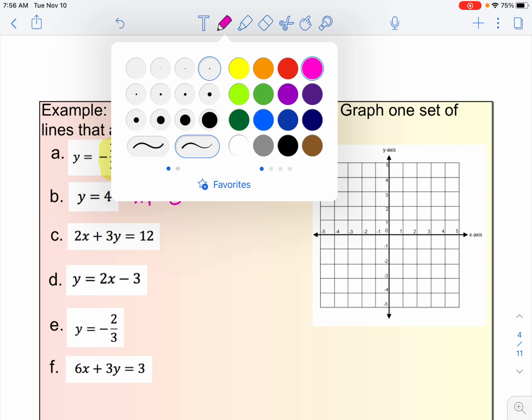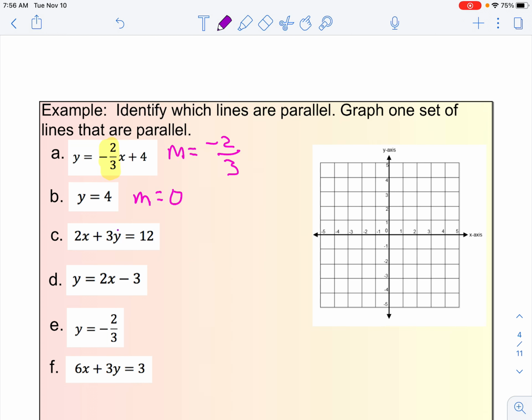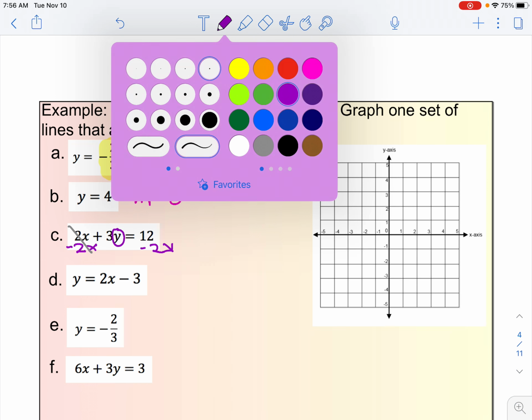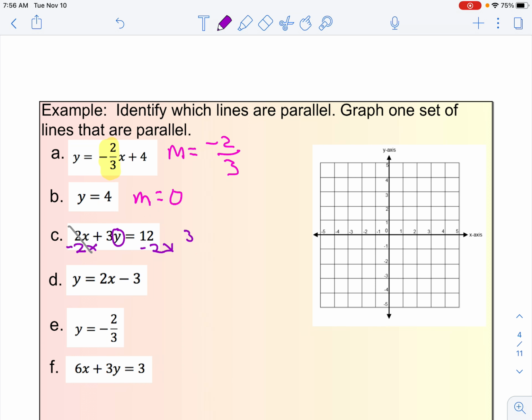This equation, we can't pick out the slope. We have to solve it for y first. Remember, we have to get this alone. So we're going to subtract 2x from each side. That cancels this out, 2x minus 2x is 0 x's. So now what we have is 3y equals -2x plus 12.